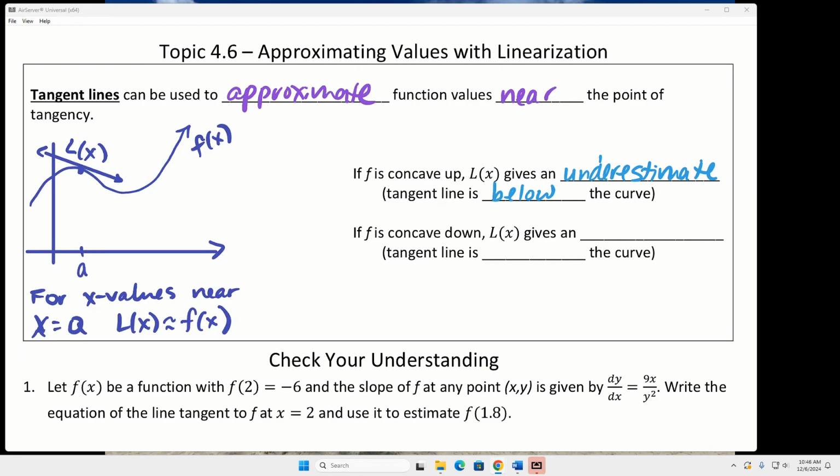All right, and then I already drew a little tangent line for concave down, and you can tell that that is going to be an overestimate, because the tangent line is above the curve.